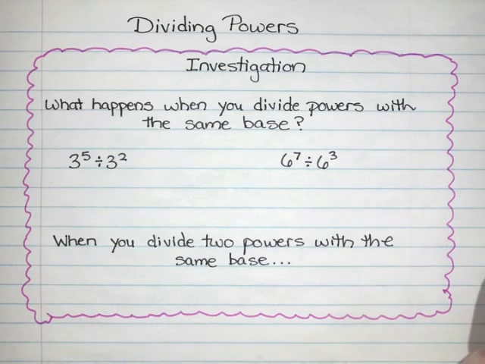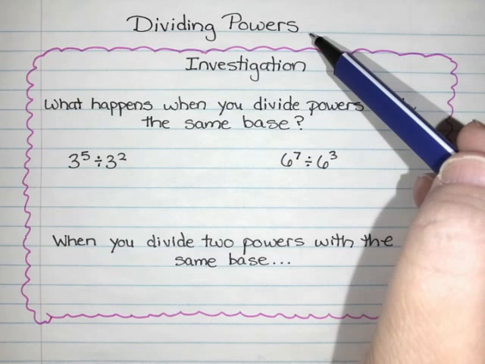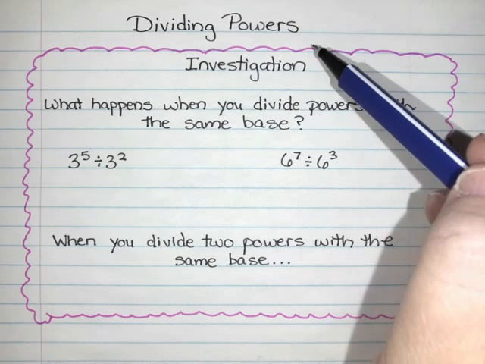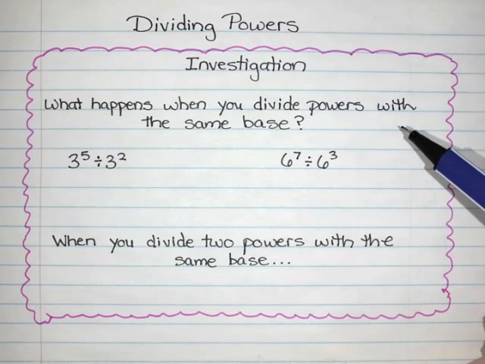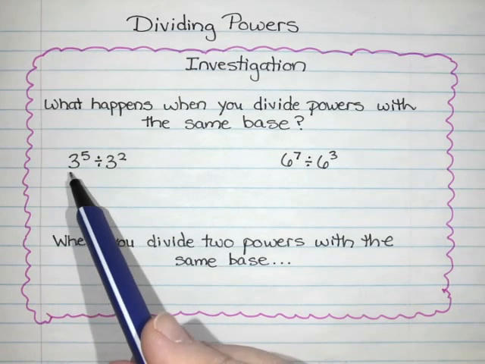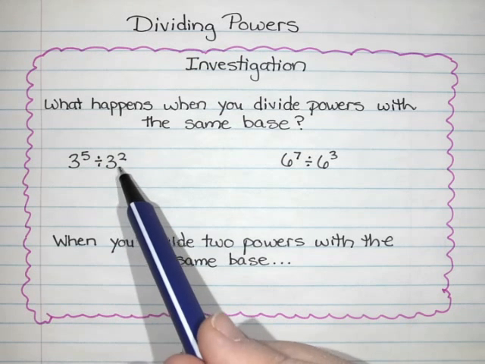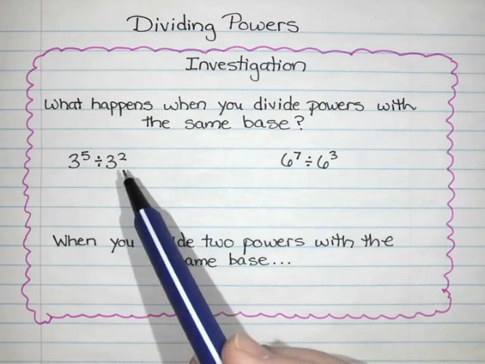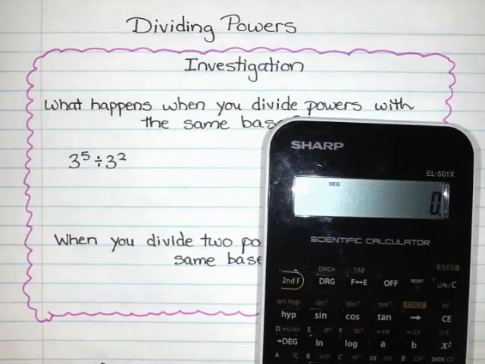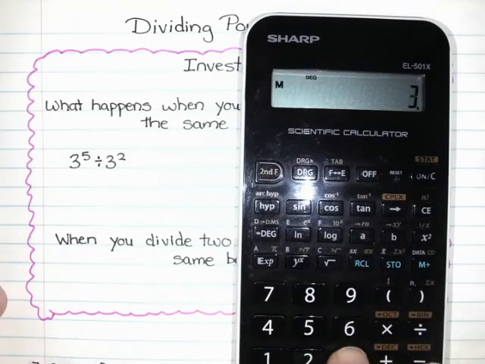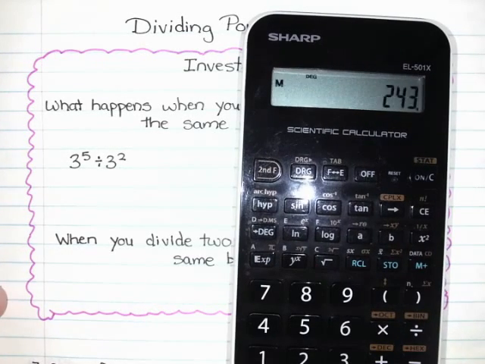Today we're going to talk about dividing powers. So we're going to start with a little investigation to see what happens when you divide powers with the same base. We're going to start with 3 to the 5 divided by 3 to the power of 2. I'm going to actually work out what 3 to the power of 5 is and what 3 to the power of 2 is.